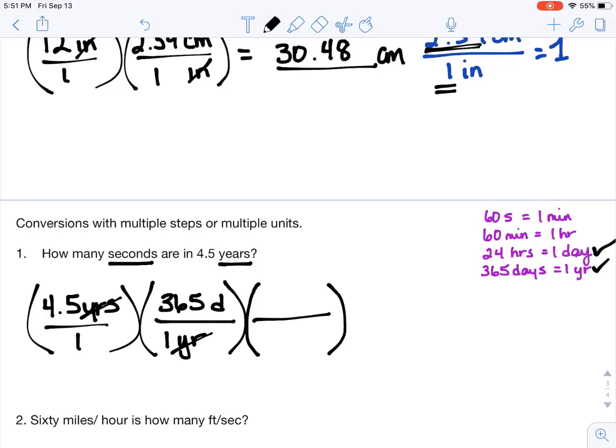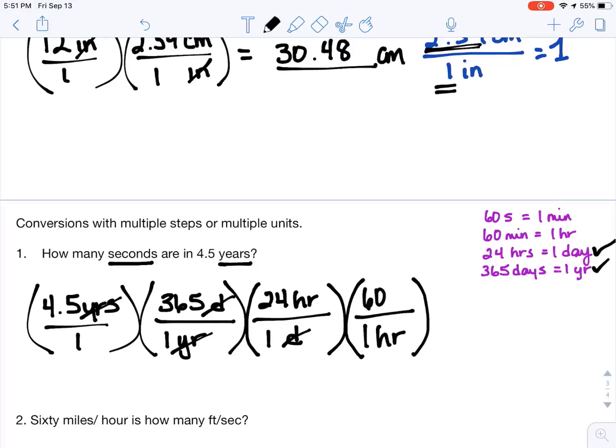Well, I have a conversion factor over here that says for every 1 day, I have 24 hours. Well, that's good because now I can get rid of days. I'm closer to seconds. I'm not quite at seconds. I'm at hours, so I need to do a little bit more work. Do I have a conversion factor that takes me from hours to something that's closer to seconds? Yes, I do. 1 hour is equal to 60 minutes.